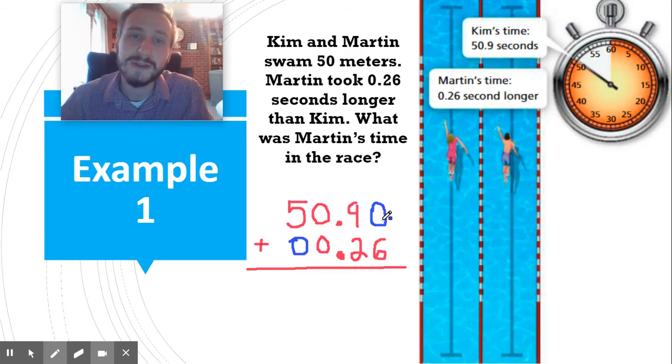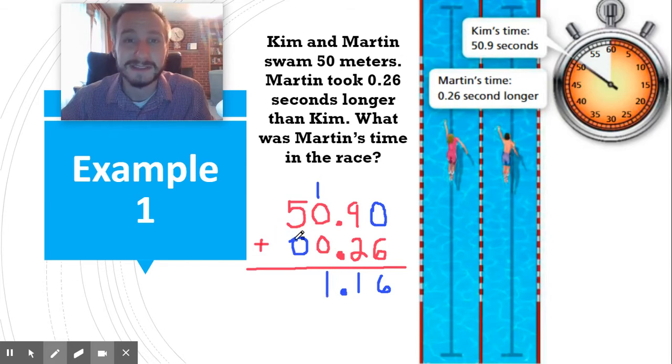So let's start. What's 0 plus 6? 0. Sorry, 6. Brain fart. What's 9 plus 2? 11. So we write a 1 here and a 1 up top over here. Let's bring down our decimal. Always keep that in your final answer. What's 1 plus 0 plus 0? 1.